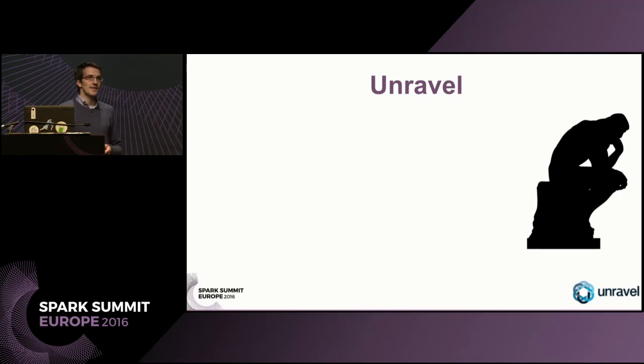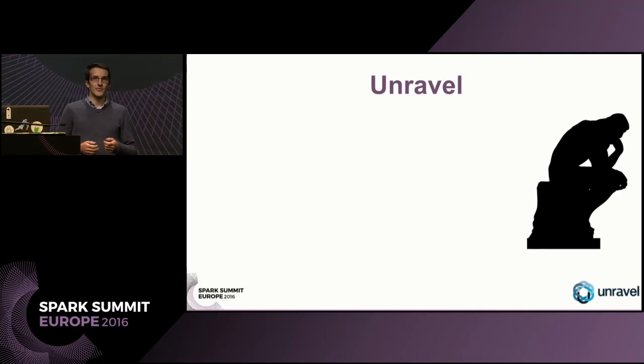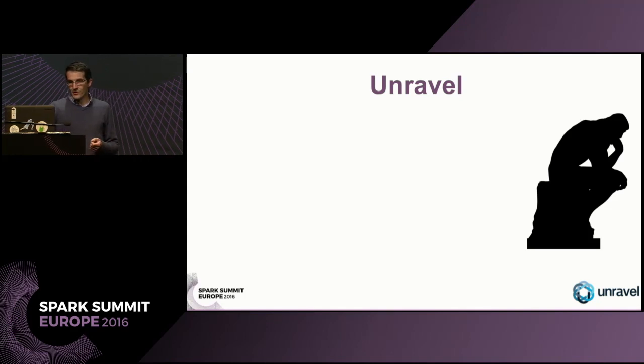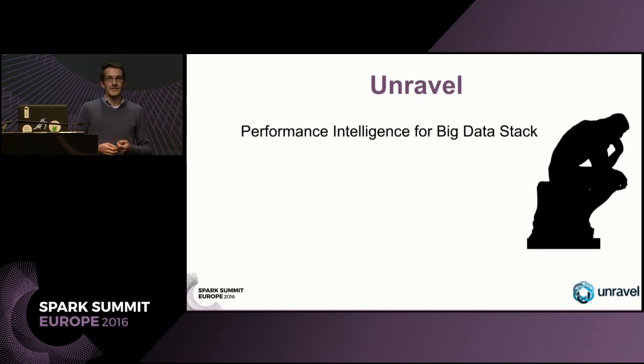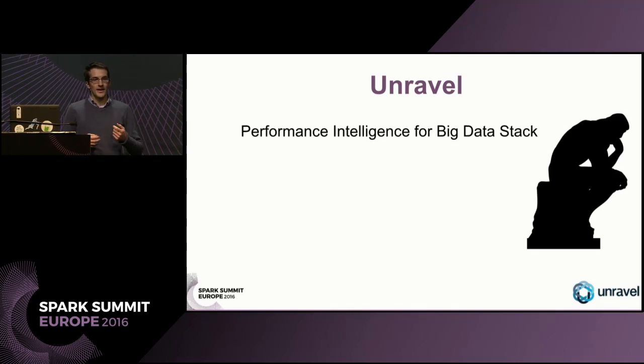Unravel is a startup in the context of performance optimization and monitoring of big data applications. In a nutshell, what we do is monitoring and figuring out bottlenecks that slow down the application. So we focus on speeding up the performance of applications, and better utilizing the actual resources of the cluster.